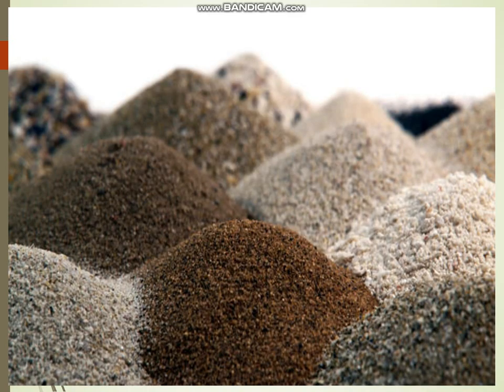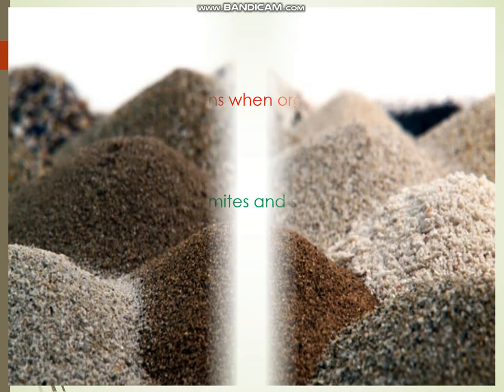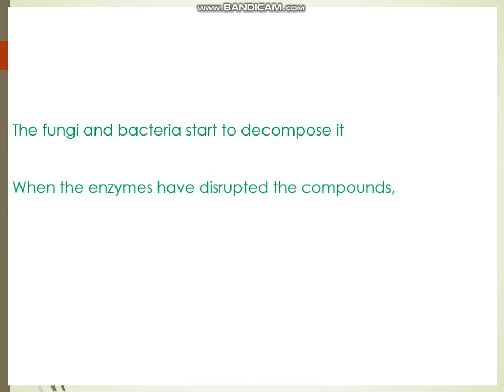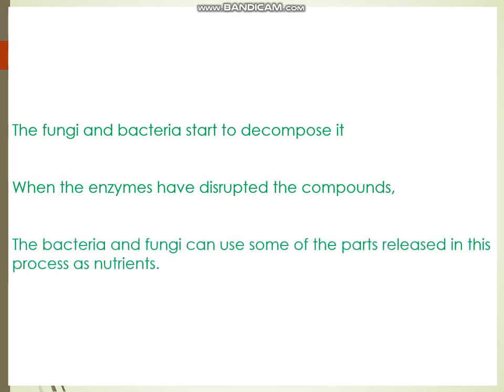When the enzymes have disrupted the compound, the bacteria and fungi can use some of the parts released in this process as nutrients. For example, if the enzyme is degrading a protein, the microbe would be able to use the carbon, nitrogen and sulfur for its own cell wall structure and cellular contents. Excess nutrients, beyond the requirement of the microorganisms, are available for other soil organisms or plants to use.